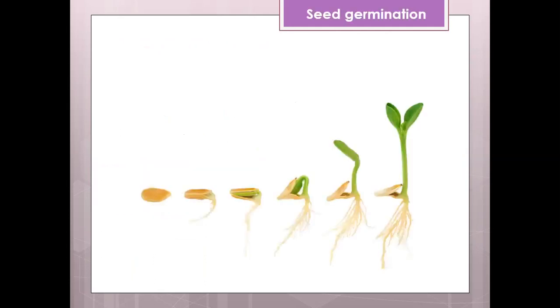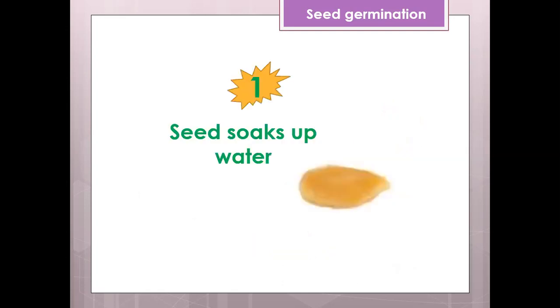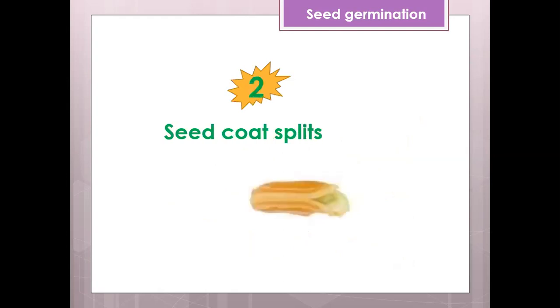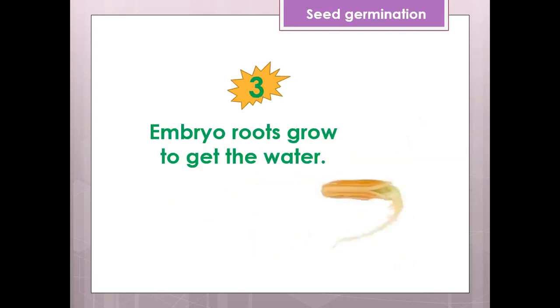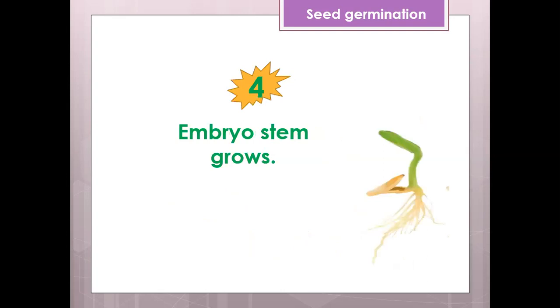Okay, seed germination, the seed growth, it is how many steps? They are 6, as we said. First, the seed soaks up water. It takes the water from the soil. Second, what happens? The coat splits away. Third, what happens? The embryo roots begin to grow, where they will grow downwards, of course.